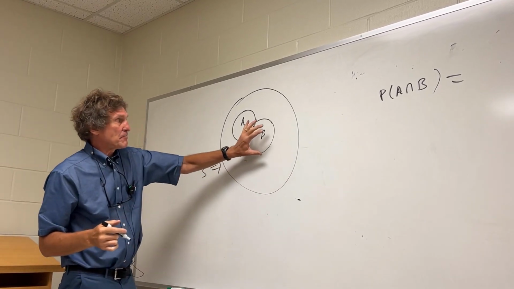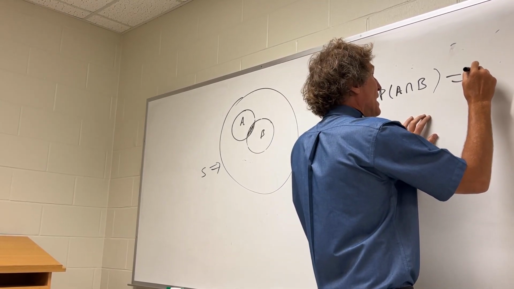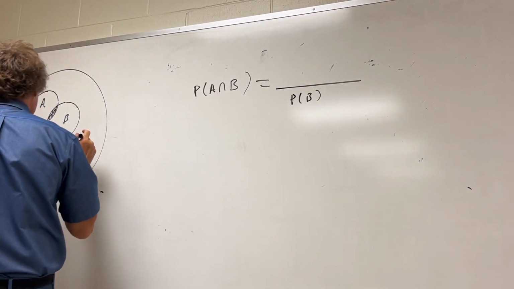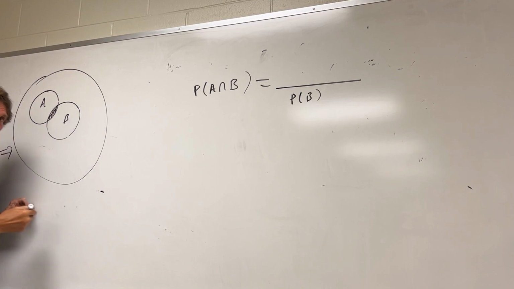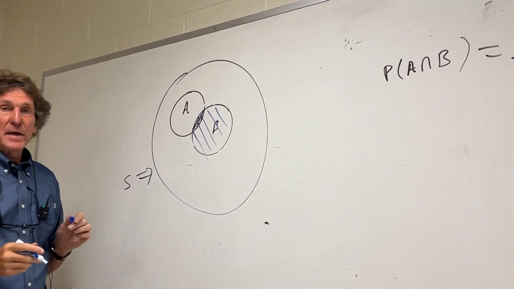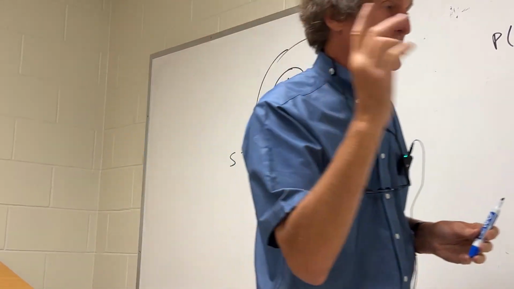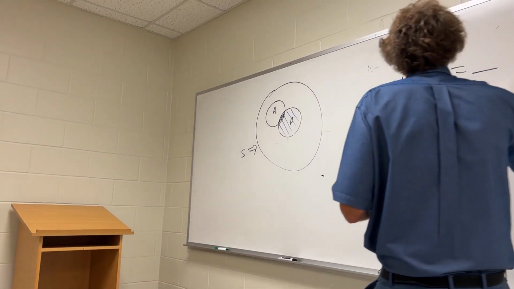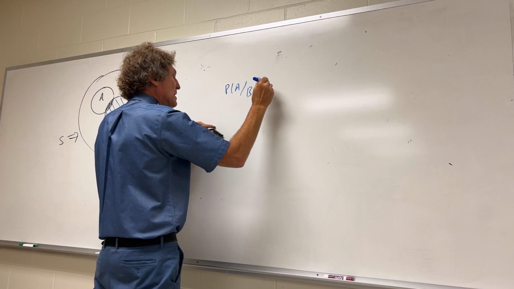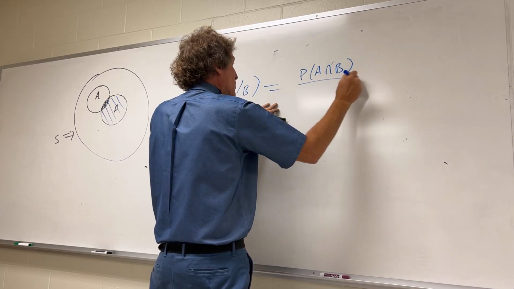So if I give you that event B occurred, this is the probability of B occurred. That's this area, if you think about it, right here. Well, wait, I'm putting this up wrong. I better do it this way. I'm sorry. If I want the probability of A given B, this is the probability of A intersect B over the probability of B.